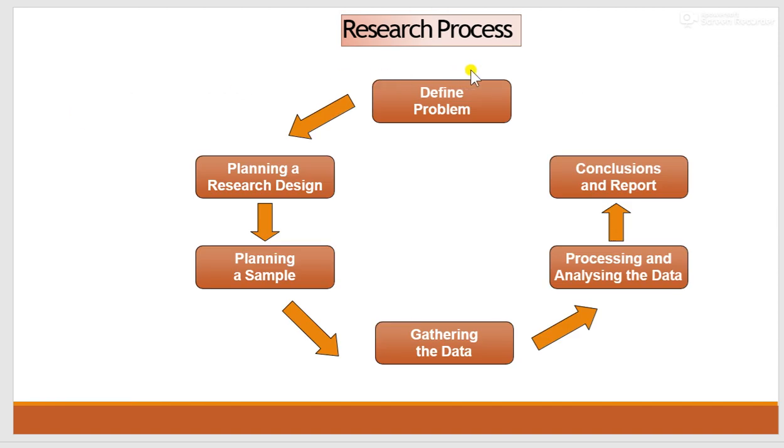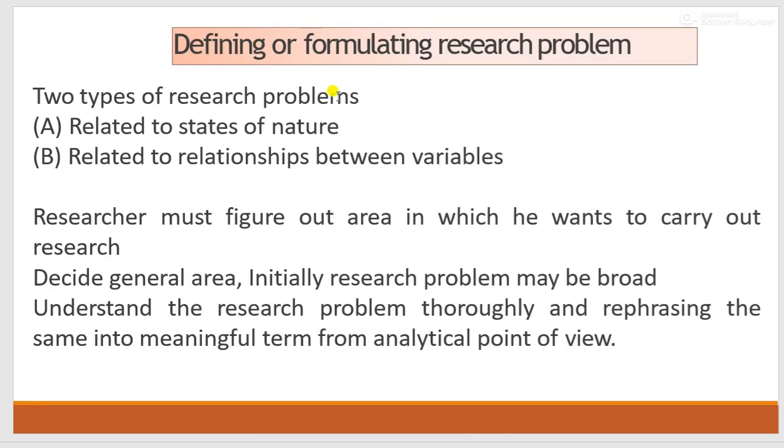This is a schematic diagram representing the entire research process, starting from defining the research problem, then planning a research design, then planning sample size, gathering the data, processing and analyzing the data, and evaluating the data to draw conclusions, and then writing reports. One by one we will see each step, starting with defining or formulating the research problem.